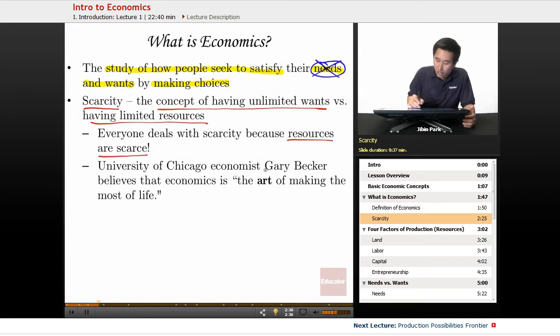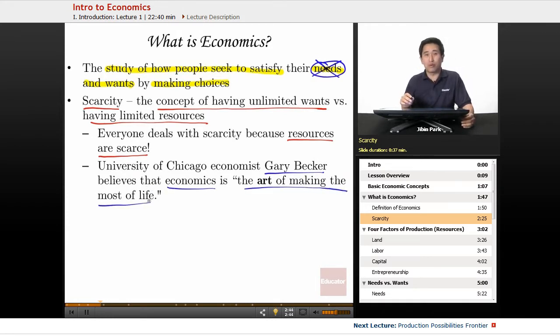University of Chicago economist Gary Becker put it well when he said that economics is the art of making the most of life. So whether you're a business or an individual, it doesn't matter, economics is really a problem of figuring out what you have and how to allocate the resources to make the best of the situation. That's really what economics is about, and that's the starting point that we're going to start with.